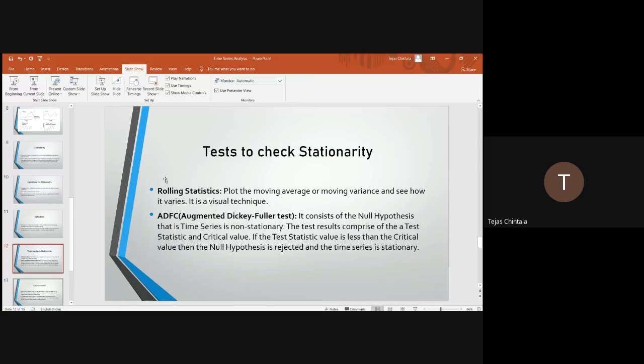It consists of a null hypothesis, which says that the time series is non-stationary, and the test results. When we compute the test, the results comprise of a test statistic and a critical value. If the test statistic value is less than the critical value, then we have to reject the null hypothesis and we go for the alternate hypothesis, that is, the time series is stationary. We'll be going through these tests in our Jupyter notebook.